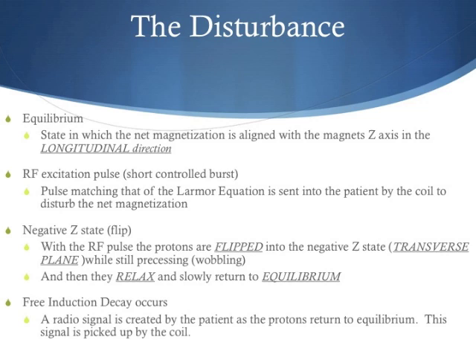Now, these protons are still precessing, they're still wobbling. We talked about precession during the last module. But the moment that RF energy is stopped, the pull of the magnet takes that proton back to the longitudinal direction, pulls it back to the z-axis of the magnet.